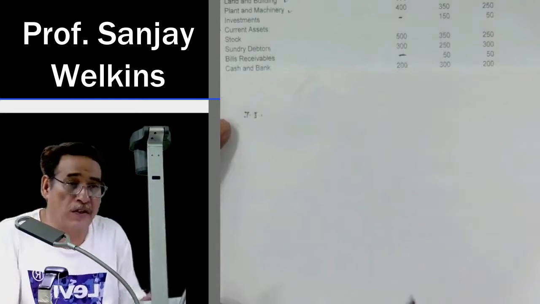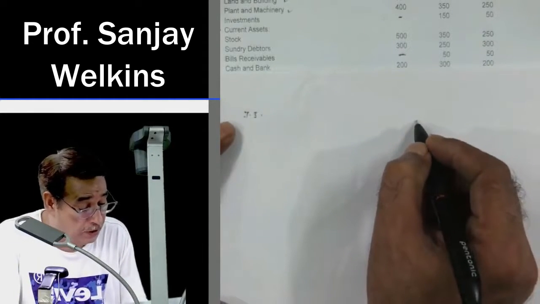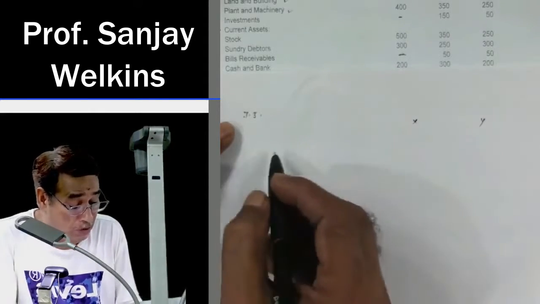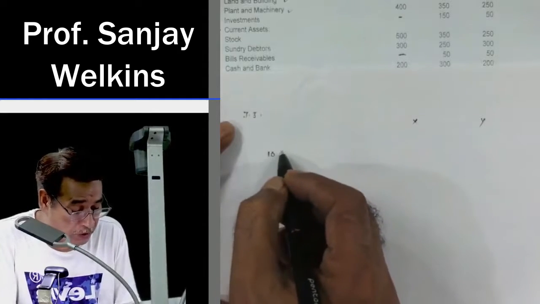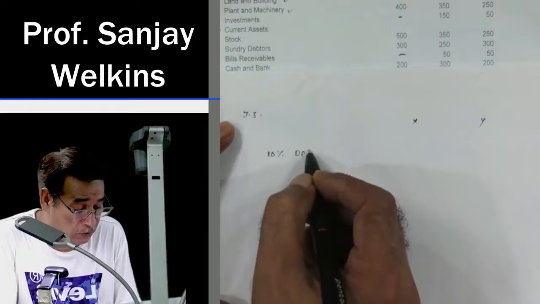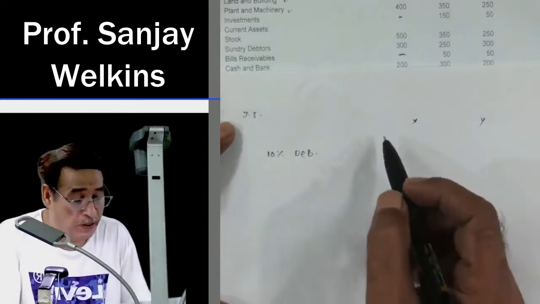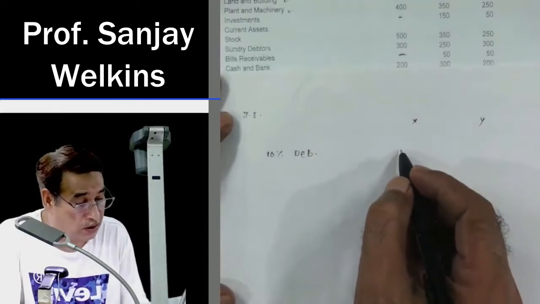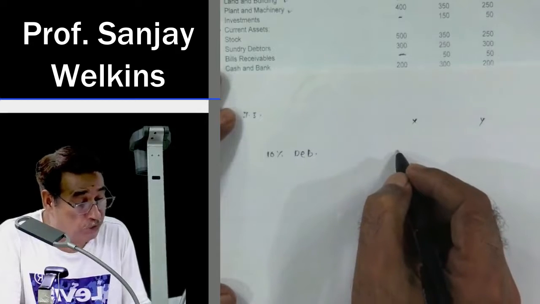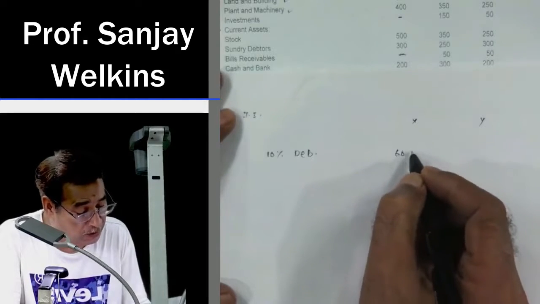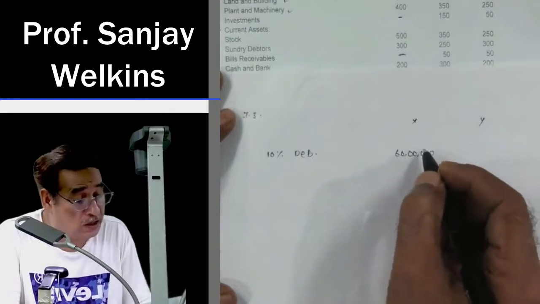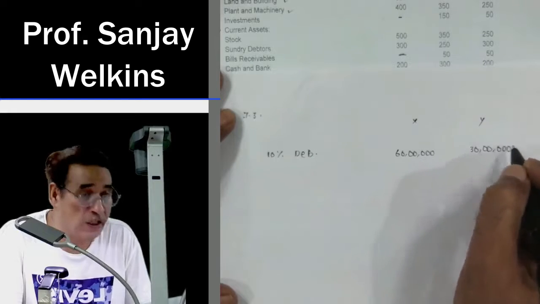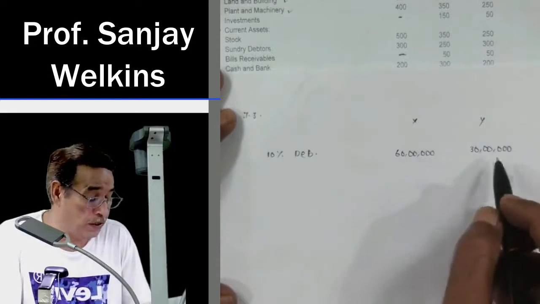In order to make you understand better, first I write here X Limited and then I write Y Limited. Correct? X Limited and Y Limited. We have seen that 10% debentures of X Limited in this question. 10% debentures are 60 and 30, which means actually 60 lakhs, because figures are in lakhs. 60 lakhs and 30 lakhs. Debentures are worth rupees 60 lakhs and 30 lakhs.